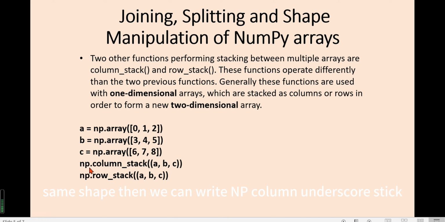Then we can write np.column_stack with the double parenthesis (A, B, C). Then these 3 one-dimensional arrays will be combined as columns into one two-dimensional array. And if we write np.row_stack((A, B, C)), then each one-dimensional array will be combined as a row into a two-dimensional array.